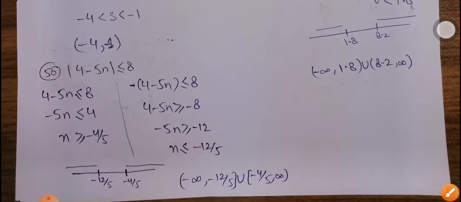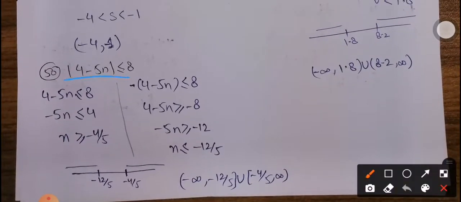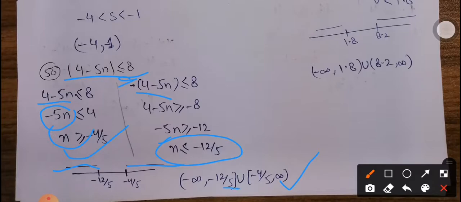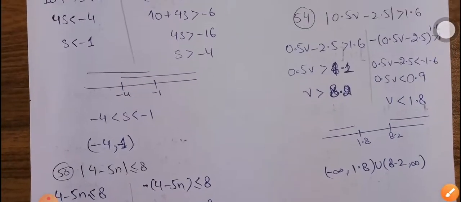Then we have question number 50, absolute value of 4 minus 5n is less than or equal to 8. So one time positive and one time negative. So this will give n is greater than or equal to -4 by 5. Here you can see that we have to change the sign of inequality, because we are dividing by a negative number on the other side. Similarly in this case, n is less than or equal to -12 by 5. So it is less than or equal to -12 by 5, and it is greater than or equal to -4 by 5. So there is the answer, because this will not be a combination into one single interval. So it is a union of the two intervals, and because of the sign of equality, we have to keep the intervals closed at the end points.